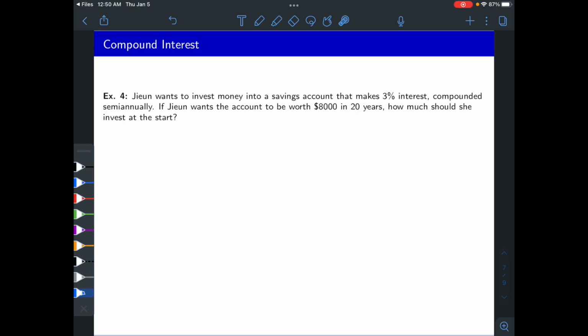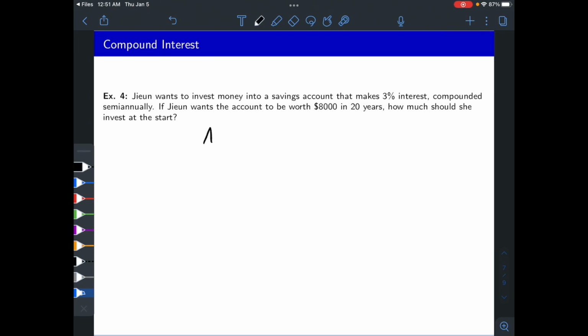All right, example 4. Gian wants to invest money into a savings account that makes 3% interest, compounded semi-annually, so twice per year. If Gian wants the account to be worth $8,000 in 20 years, how much should she invest at the start? Okay, so this one is a little bit harder. Here we're not told what the principal is. Here we actually have to figure out what the principal is.